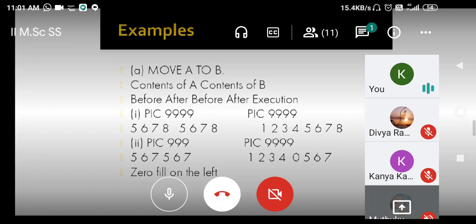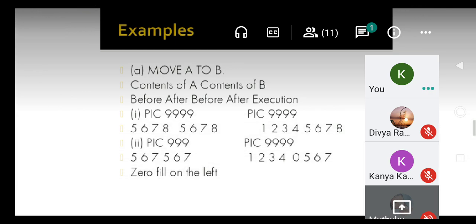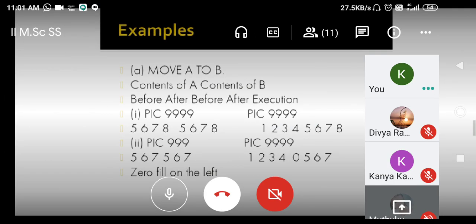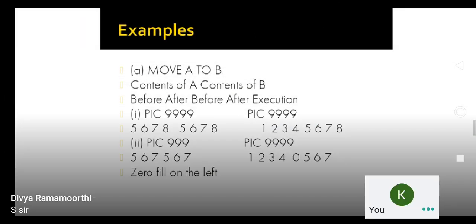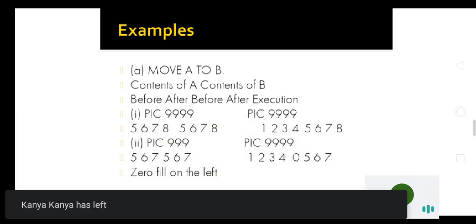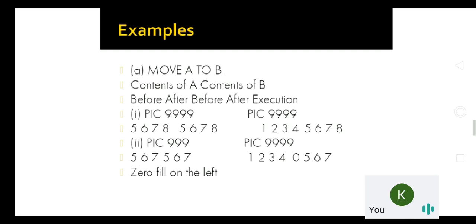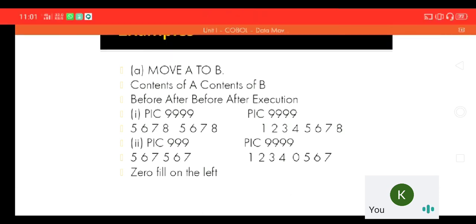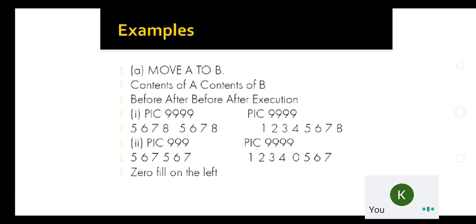So now is it possible for you people to understand the first example? Is it okay now? In both A and B we have the same picture class, 4 9s. From A we are going to send the value to B. Now the value of A is 5678. After sending the value, B is going to have the value 5678. But here we are dividing into two parts, before execution and after execution.